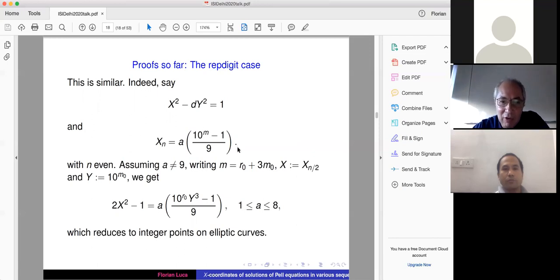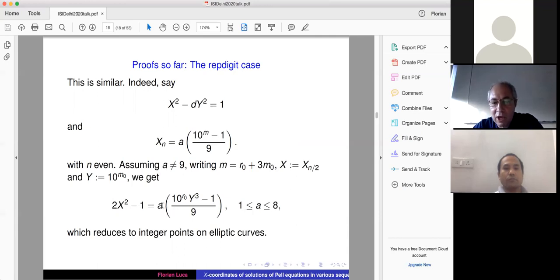Therefore, this number over here is either a cube minus 1 over 9, or 10 times a cube minus 1 over 9, or 100 times a cube minus 1 over 9. And a is also fixed. So if you look at this, you notice again an elliptic curve like before, because here you have some square, and here you have a polynomial of degree 3.